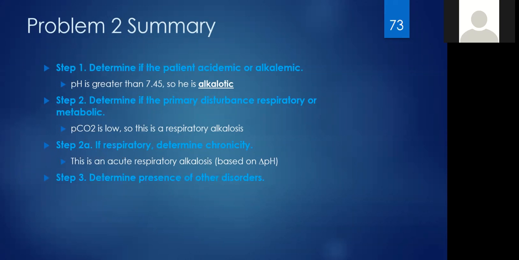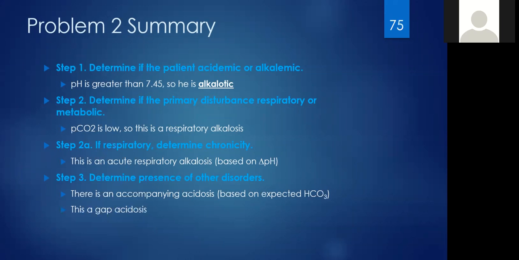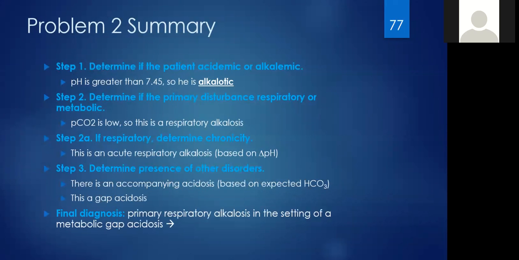And when we went looking for other disorders, we calculated our expected bicarb, which was higher than what we actually have. So that tells us there's also an accompanying acidosis, which was a gap acidosis. So the final diagnosis, this was salicylate toxicity, which can cause respiratory alkalosis and a metabolic gap acidosis.